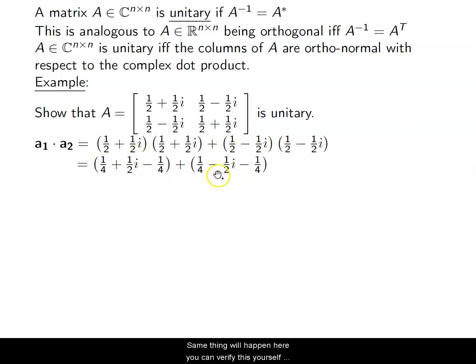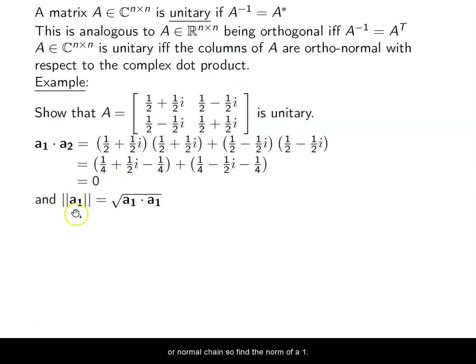Same thing will happen here. You can verify this yourself. But I'll have a minus in the middle because I'm getting a minus 1/2 times 1/2 and doubling that. So the 1/2 plus 1/4 plus 1/4 is 1/2, minus another 1/2 from the end terms, and then the two middle i terms will cancel each other out, and you get 0. Okay. So the next thing I want to show is that the two column vectors are normal.